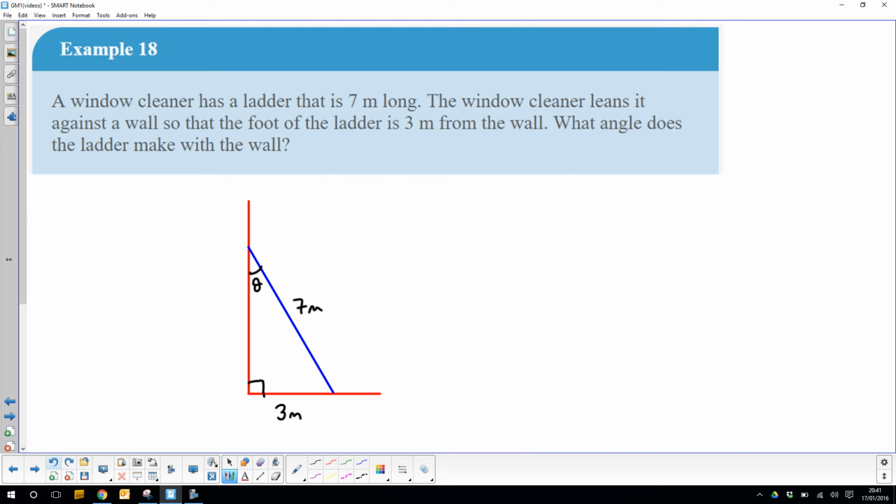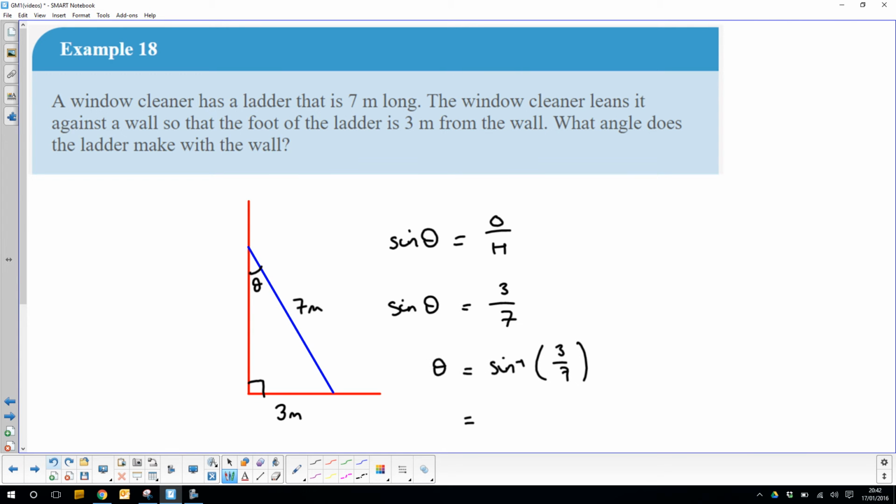And now it's exactly what we've been doing, trigonometry. So we'll start with identifying which sides we've got. Well, that's the opposite side. This is the hypotenuse. So we're dealing with sine. So sine theta equals O over H. Sine theta equals 3 over 7. Theta equals sine to the minus 1 of 3/7.